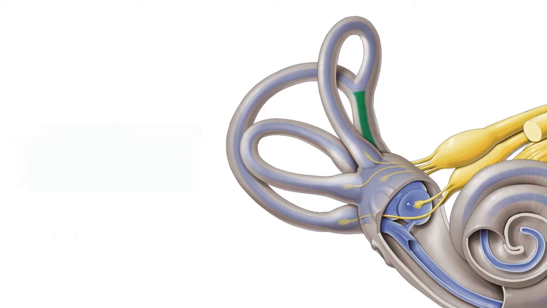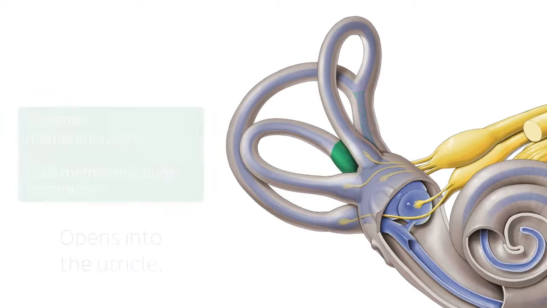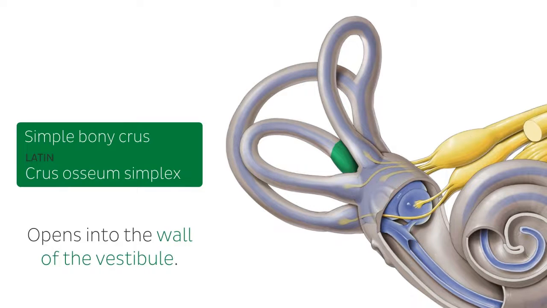Similarly, the anterior and posterior membranous ducts fuse to form a membranous crus known as the common membranous crus. The common membranous crus opens into the utricle of the inner ear. The non-ampullated end of the lateral semicircular canal is known as the simple bony crus, which can be seen here highlighted in green. The simple bony crus opens into the wall of the vestibule.